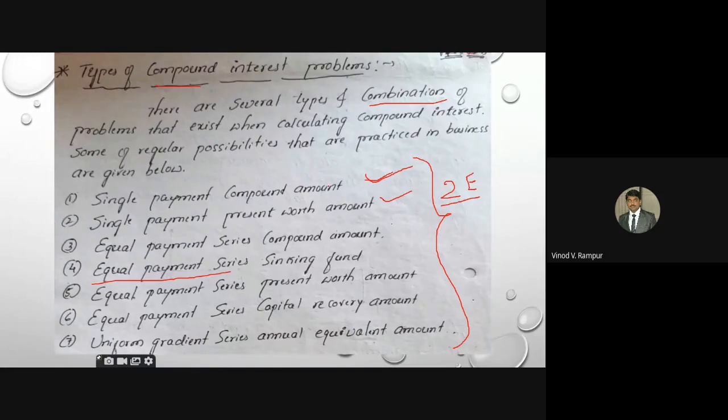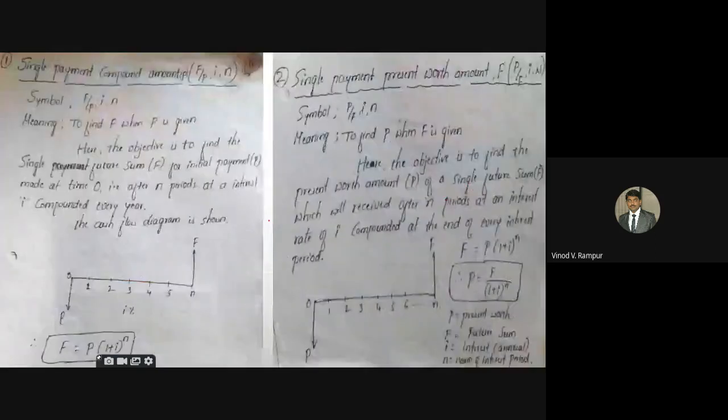Okay, now we are going to move to the first one, that is the single payment compound amount. What does it mean? How are we going to say this, single payment compound amount? Remember the symbol and remember the meaning. These are very important to solve these problems.